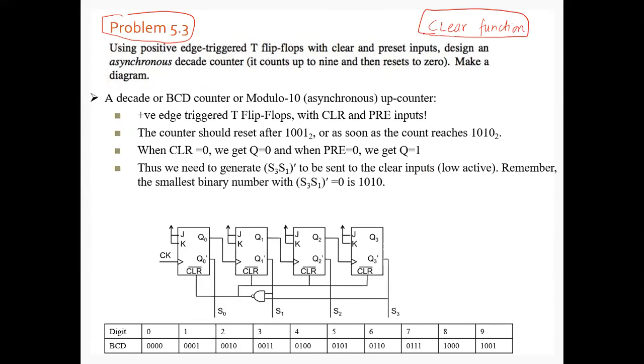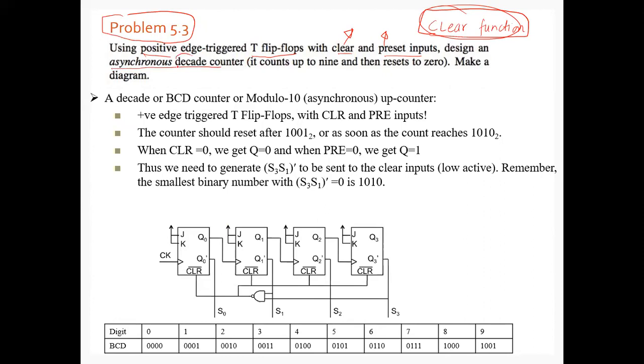To make this happen, what I'm planning to use is positive edge triggered T flip-flops. It's the positive edge again, okay? With clear and preset inputs, you have both there, but you can use either or. Either use clear or preset. Now I'm planning to use clear. Design a synchronous decade counter.